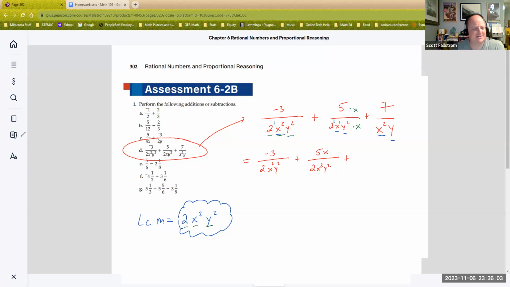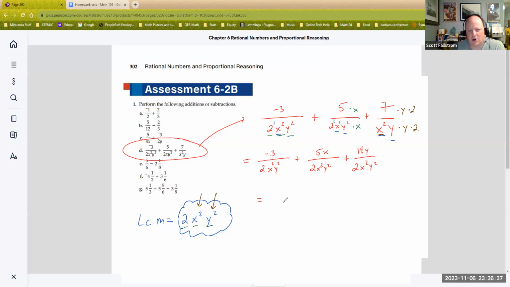And the last piece is a 7. Now let's take a look at this one clearly because this one might be a little bit different. It has an x squared. That's great. It has a y, so I need another y so that I have y squared. Again, that's the portion here. And I also need a 2. This one doesn't have a 2 in it. So I need to multiply by 2 as well. And at the end of all that, now my denominator will have 2x squared y squared. The numerator will be 7 times 2, which is 14 times y.